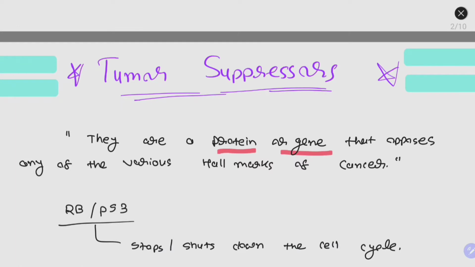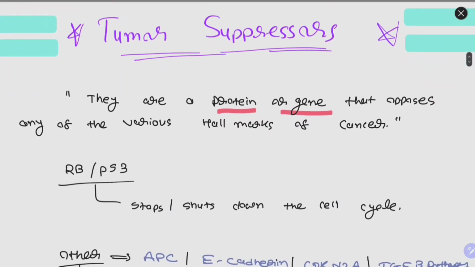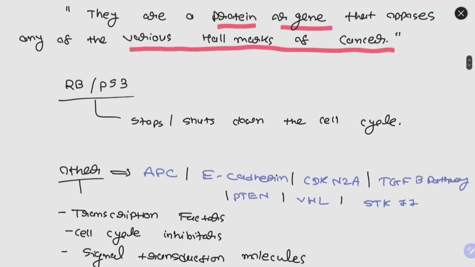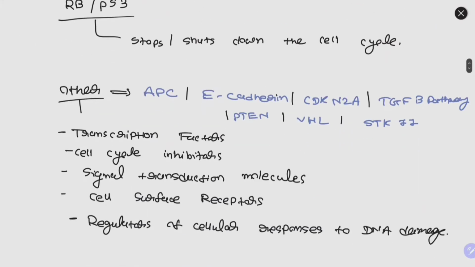Okay guys, let us talk about tumor suppressors. What are tumor suppressors? They are simply proteins or genes that oppose any of the various hallmarks of cancer. So there are RB and P53. They stop and shut down the cell cycle, while other tumor suppressor genes, which we are going to study in the next video, are also transcription factors.